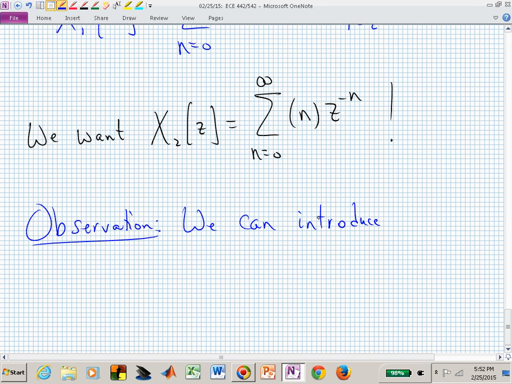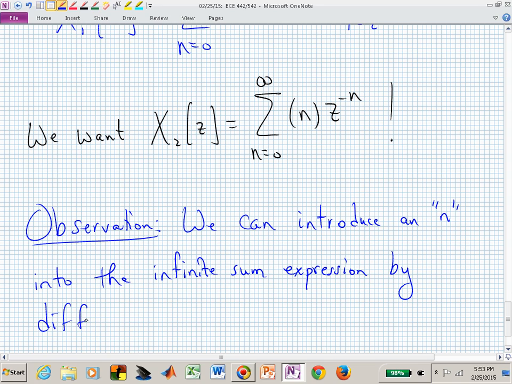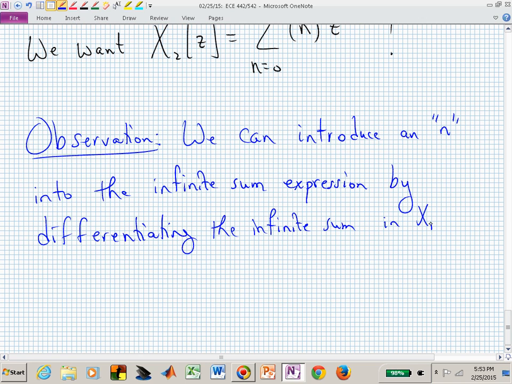And that is, we can introduce this n as a coefficient in Z to the minus n into the infinite sum expression by differentiating the infinite sum in X sub 1 of Z with respect to the variable Z.